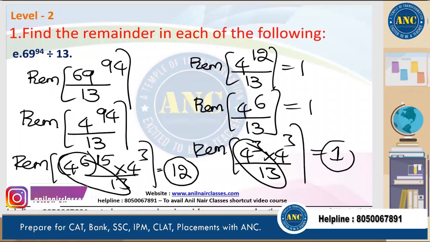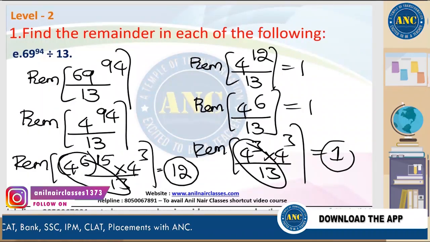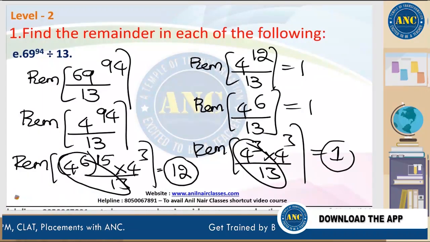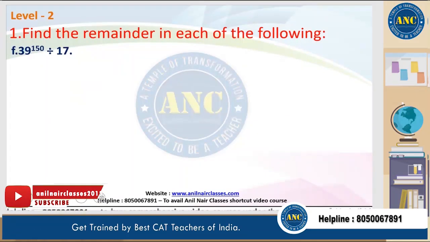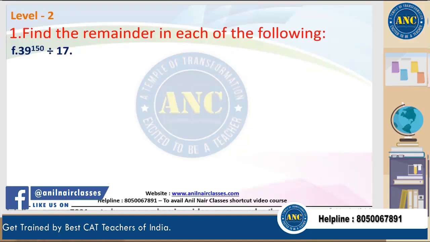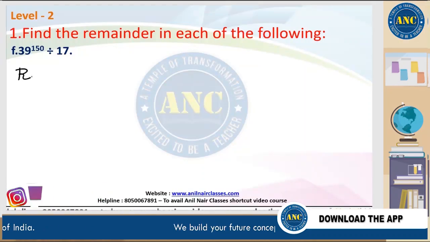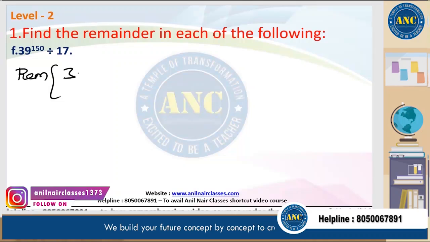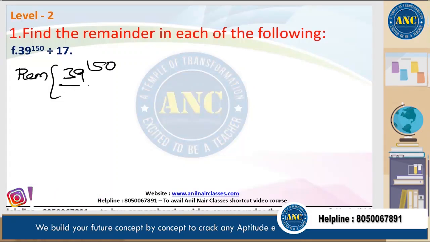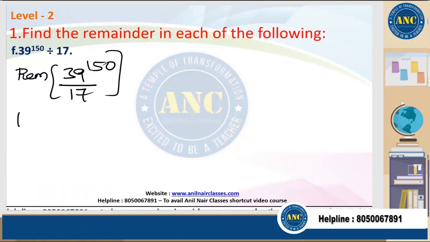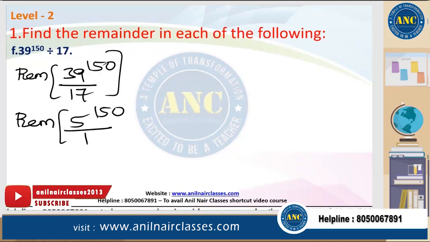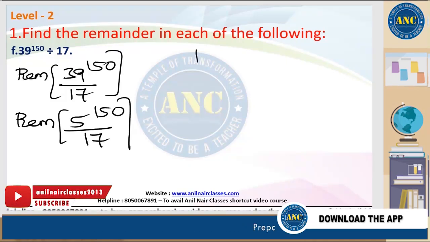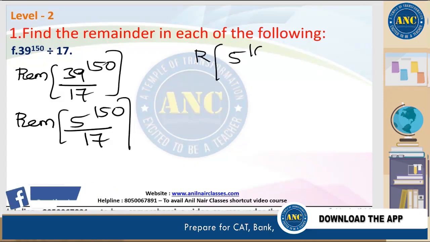Remember, AB Concept Academy, denominator is a prime number. Fermat's theorem and Euler's both use the same concept. The totient function for a prime number is p minus 1. Now you can solve this question very easily. Fourth question on when the denominator is a prime number. 39 power 150 divided by 17. 17 2s are 34, which is 5 power 150 divided by 17. 17 means 5 power 16.